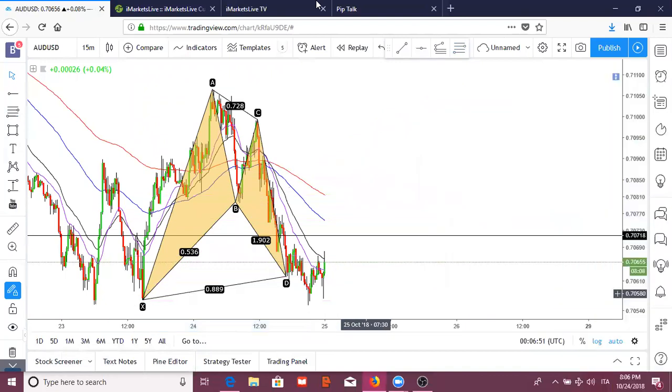So let me see this black line right here. If we get that touch, that's gonna be my target, my take profit. So let me come back here and do something real quick. Hold on 2 seconds.